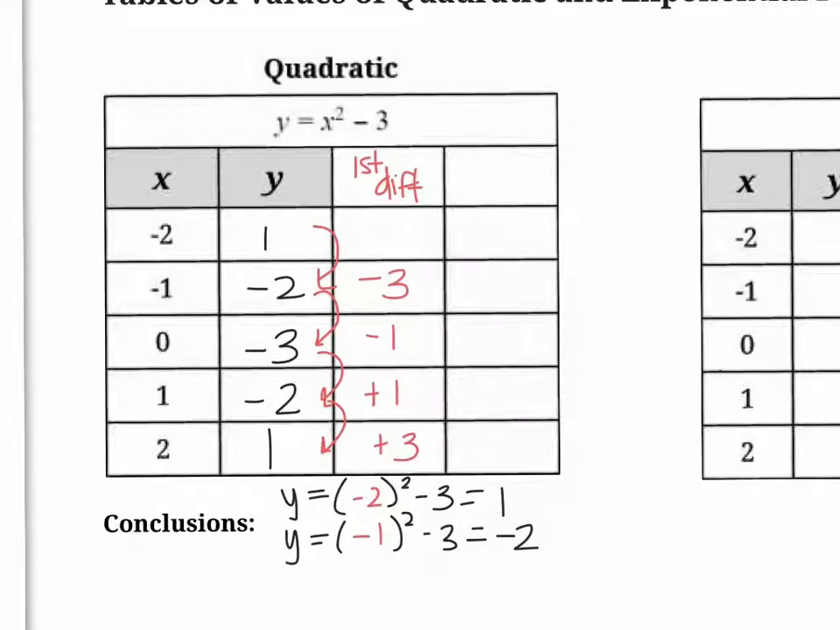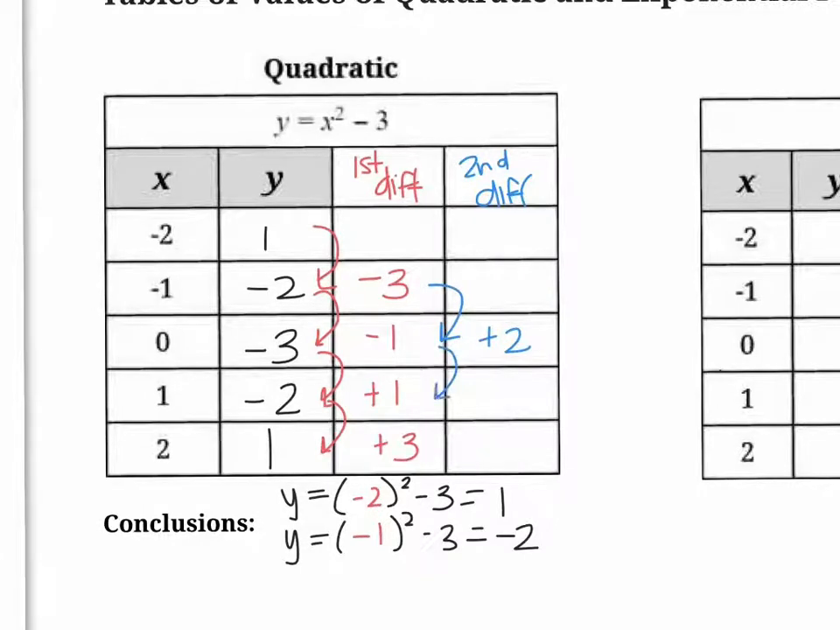And we know this because it's not linear. It's going to be quadratic. For a quadratic relation, we're going to check the second differences. So that means we're going to subtract the y's one more time. So by subtracting, what we're really saying is, what do you add to -3 to get -1? You add 2. Another way to think about it is -1 take away -3 is going to be +2.